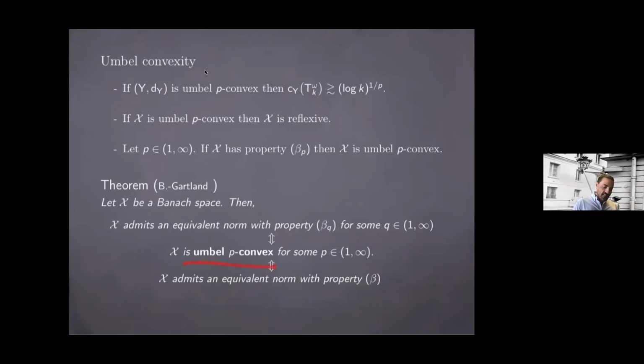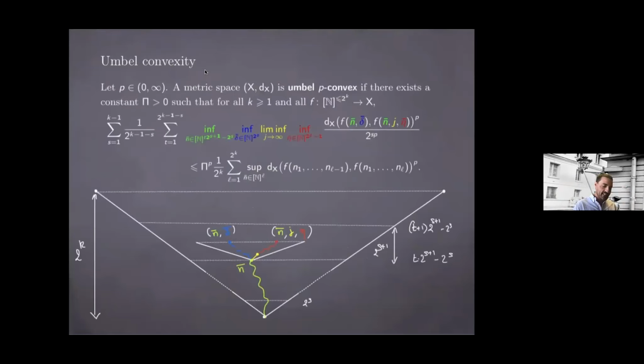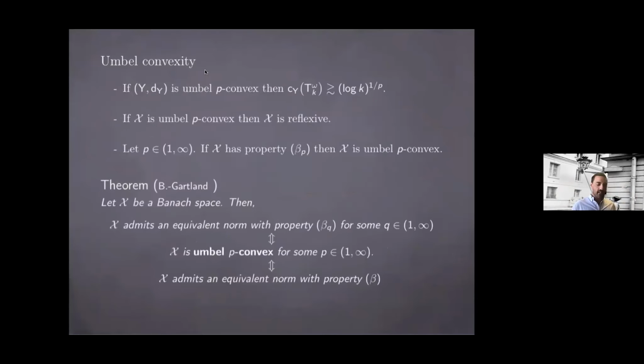So unfortunately, the answer is no. Umbel convexity does not do that. And actually, Umbel convexity cannot do that. Even though we try to prove the strongest possible inequality, because we had the renorming theorem in mind, I don't know how much stronger we can be than that, okay? But there might be something else. So even though we try to prove the strongest possible inequality, this inequality cannot solve this problem of the renorming with property beta p. And the reason is the following.